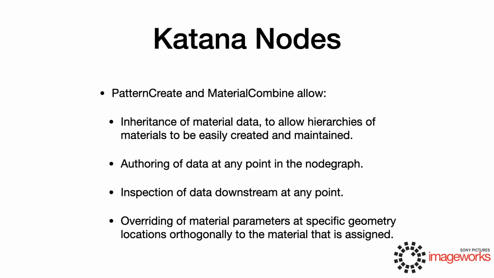Materials are authored in a tree hierarchy where child materials inherit their parent material configurations, allowing for sparse edits to create entirely new materials to be used. A new material can be created, its patterns or material graph created or modified at any point in the Katana node graph. This means that the data can also be inspected at any point in the node graph as well. Also, any parameter of any pattern, material layer inside of MaterialCombine can be overridden for any geometry location independent of the material assigned to that location.